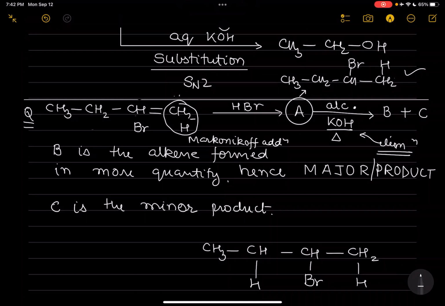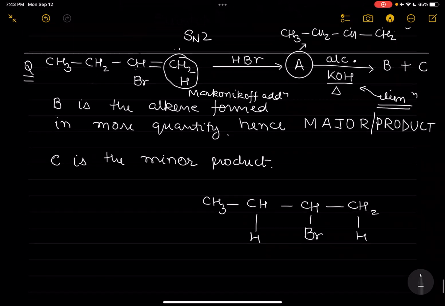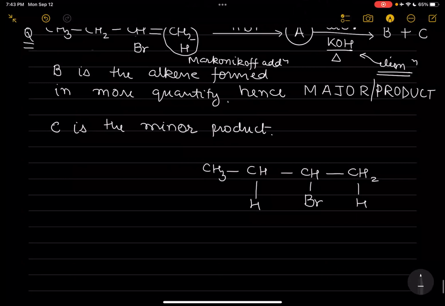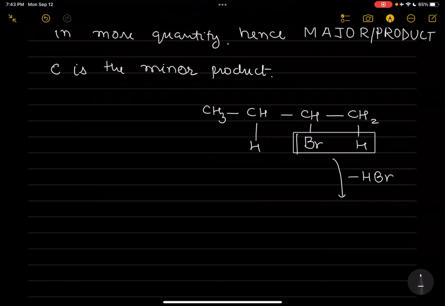Yes sir. So addition is governed by Markovnikov rule or anti-Markovnikov rule. Similarly, elimination is governed by Saytzeff rule and Hofmann rule. So in elimination, it is for sure that you will get an alkene, right? But there are two ways by which you can get an alkene. So one is this one. If you do this, you are going to get but-1-ene. Is it clear?